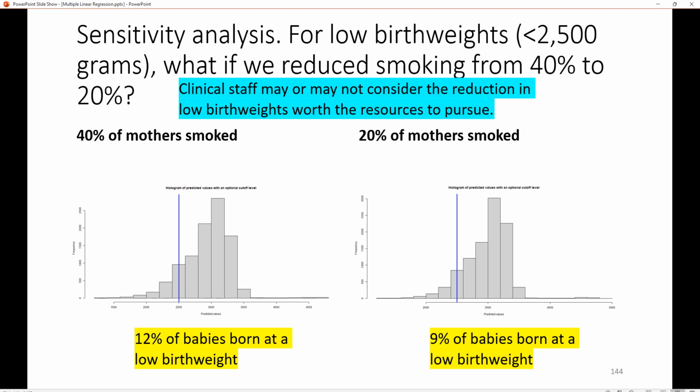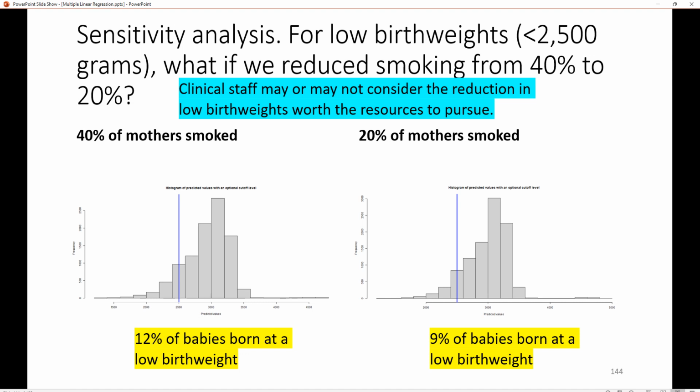So we have two graphs here. And for low birth weights that are less than 2,500 grams, what if we reduce smoking from 40% to 20%? So in a sensitivity analysis, we get our regression coefficients. We begin to create simulated data sets. So now we create a data set of our own based off of a distribution that we think is likely.